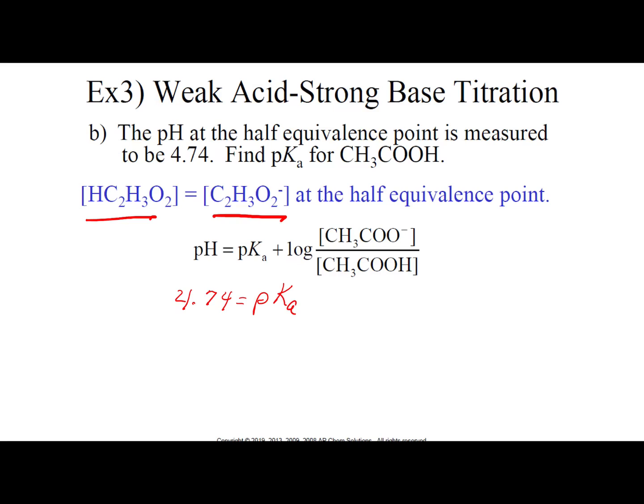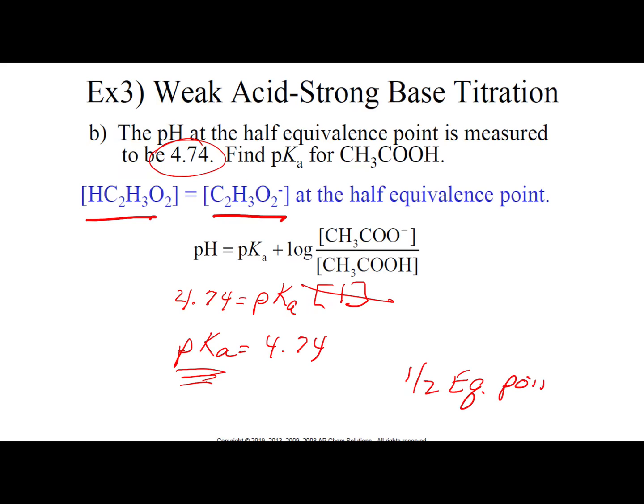And if these concentrations are equivalent, then this ratio is actually 1, and the log of 1 is 0, so we can discount it. And so the pKa is 4.74. The takeaway from this is that the pKa is going to equal the pH at the half equivalence point for titrations of all weak acids and bases.